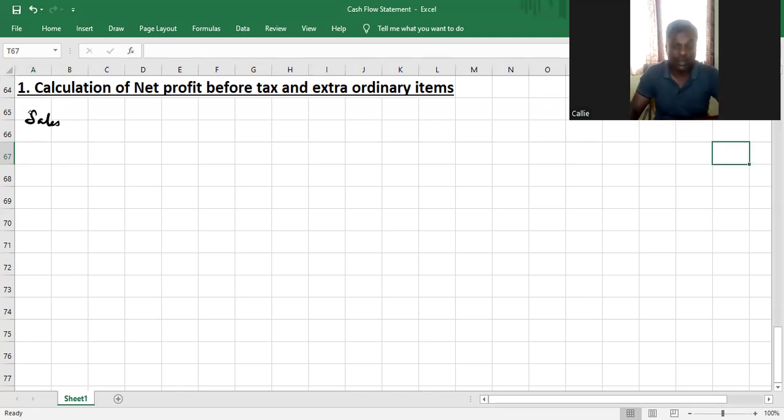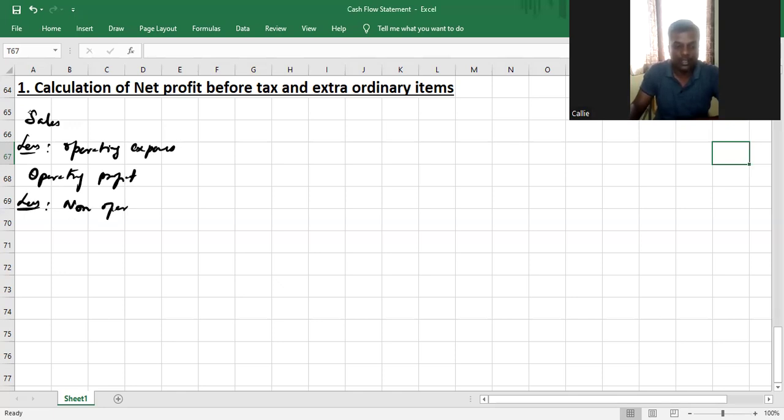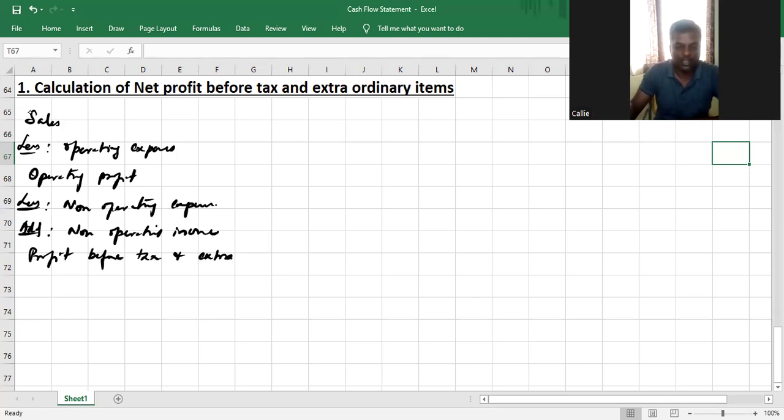So usually you have the sale or revenue from operations. From the sale or revenue from operations, you reduce the operating expenses to arrive at the operating profit, and from that you reduce the non-operating expenses and add the non-operating income to arrive at the profit before tax and extraordinary items.